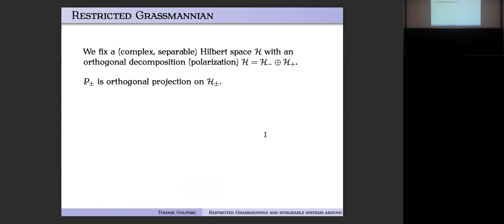Okay, so the restricted Grassmannian. To define it, we need a Hilbert space and we need to fix a polarization. It just means the decomposition of it into two orthogonal parts. It's related, for example, in physics to the so-called Fermi sea. It's the state when all possible particles of one type are present and none of the particles of the other type are present. So, for example, matter, antimatter, things like that. P plus and P minus are the projections onto those components.